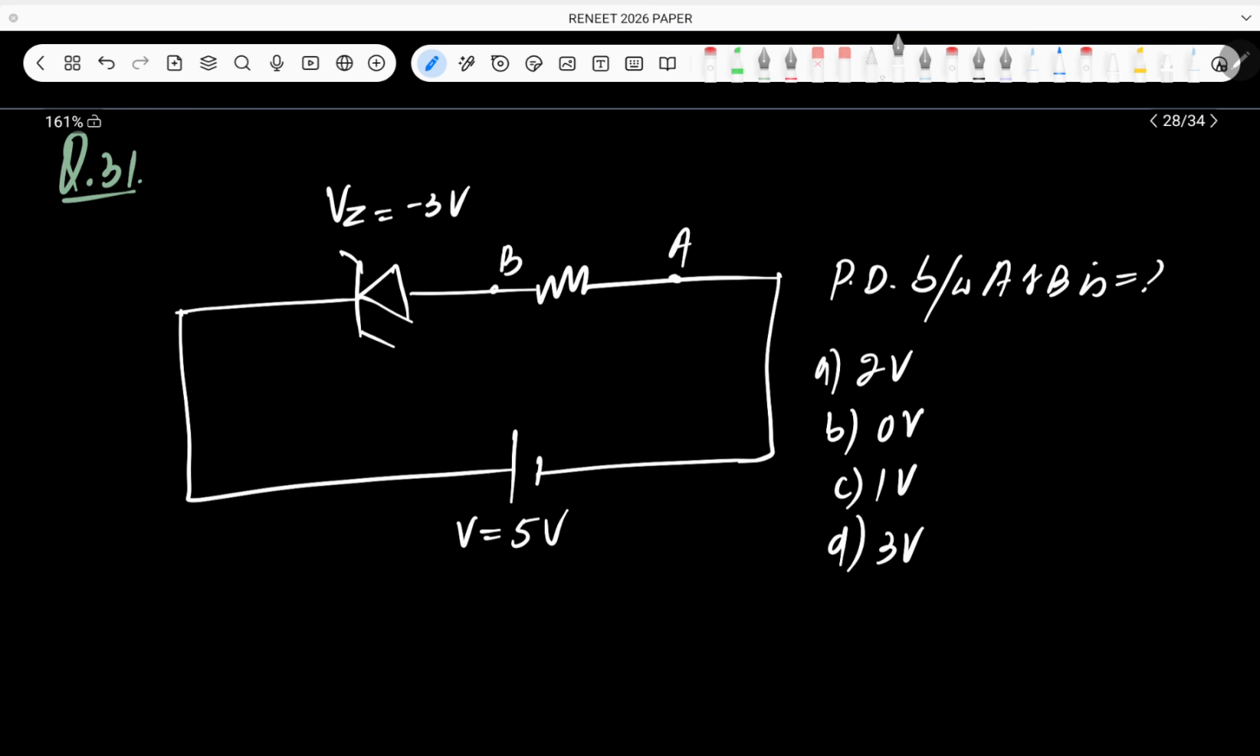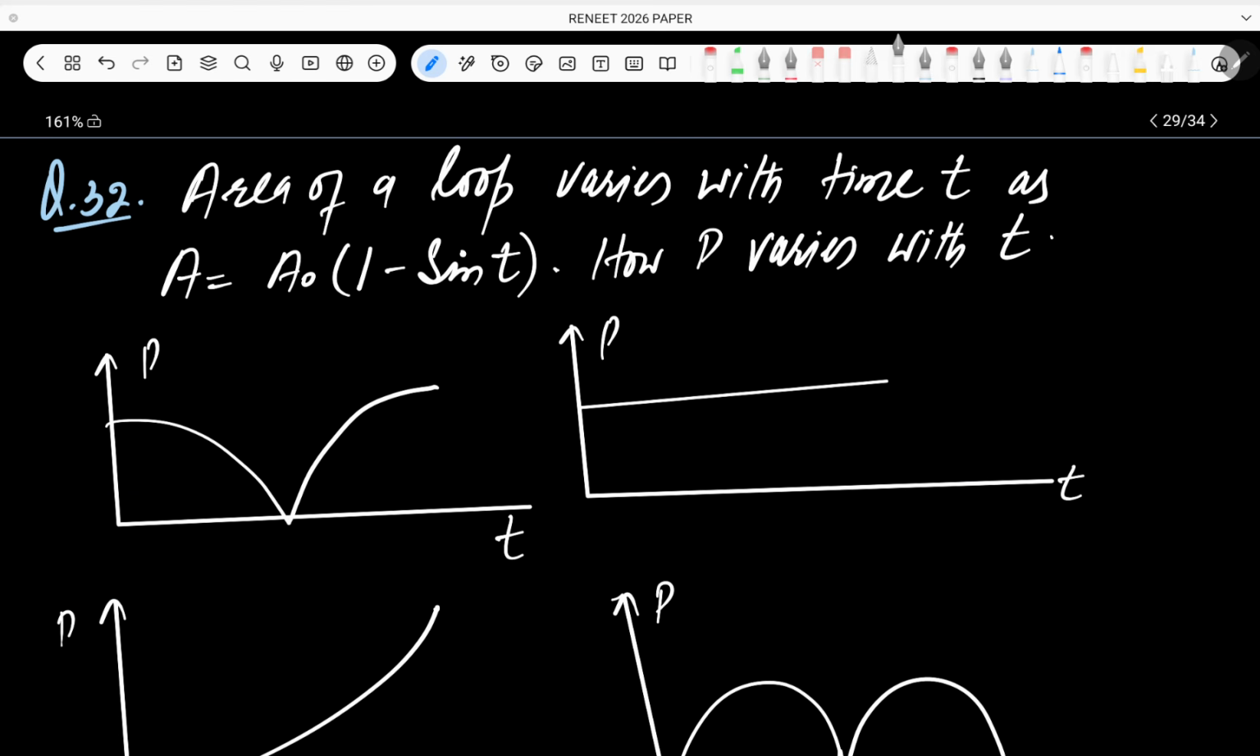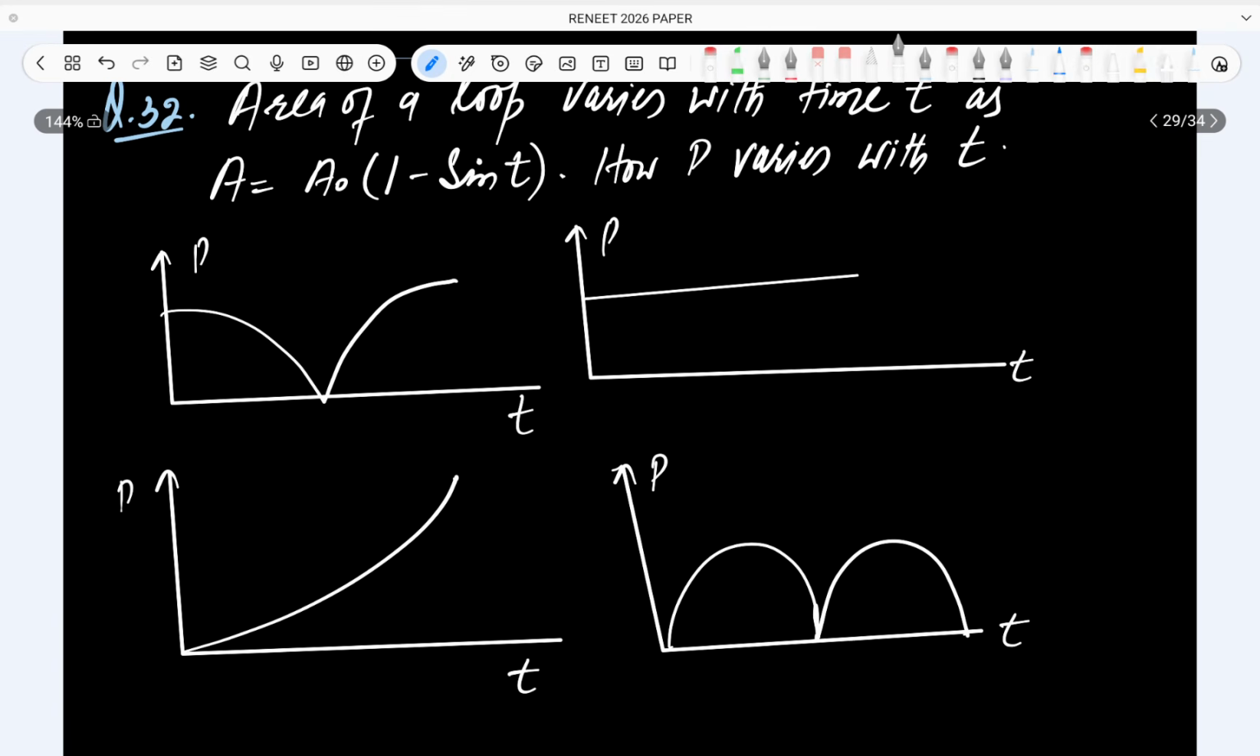देख ले बेटा question number 31. It is quite easy, without using pen and paper you can even do this. This potential difference is 5 volt, this given is 3 volt, so the potential difference across this will be 2 volt. 2 volt is the answer.